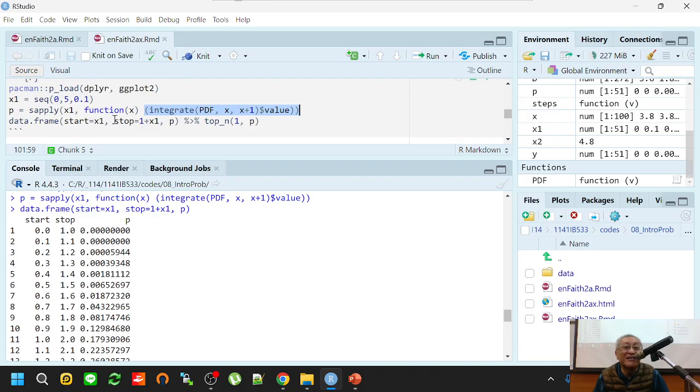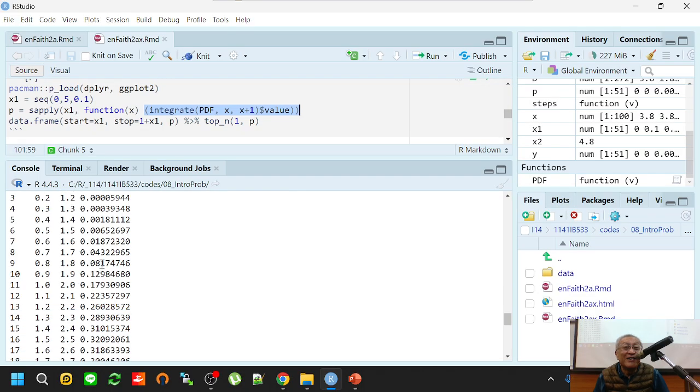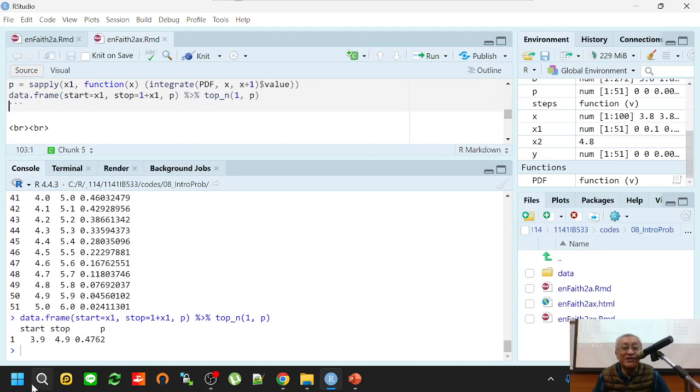And then you can put the starting time, ending time, and probability in a data frame. Because we only want to see the top one probability, if I execute this, I'll see that the starting time is 3.9, the stop time is 4.9, and the probability is this one. So this is the way that we use a program to solve the business case of case 1. Any problem so far?